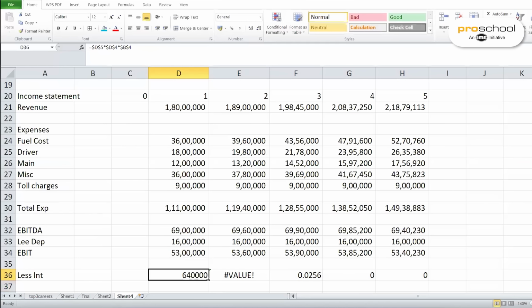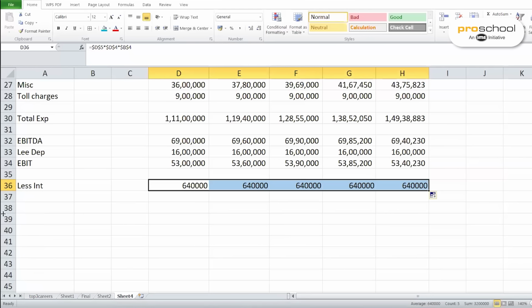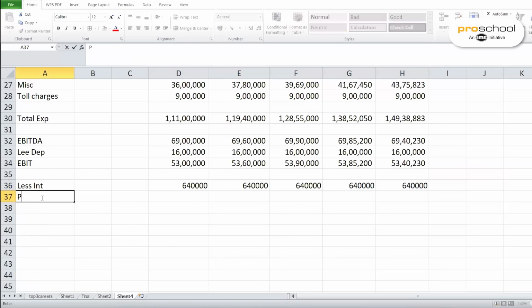So these kind of mistakes you will do in the beginning. And once you are through with it, you understand how things work by freezing or not freezing a cell. So my interest is 6,40,000 per year. And now I will come to the figure of profit before tax. How? If I subtract the figure of interest from my earnings before interest and tax, I will get the figure of profit before tax.